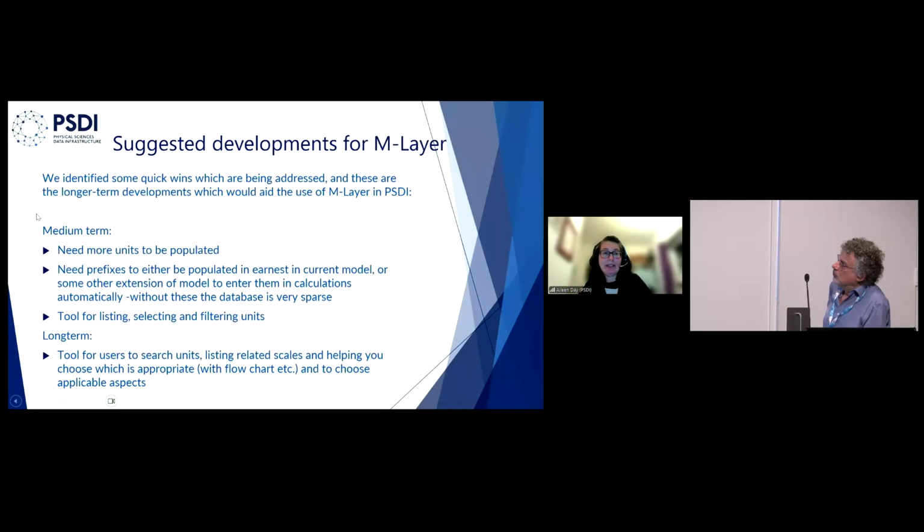So we've got ticks through all those requirements, but we have identified some developments that would be needed for MLayer if we were to use it in PSDI. Some short-term ones are already being looked at. There are some medium-term and long-term requirements here, which I won't go into because of time.